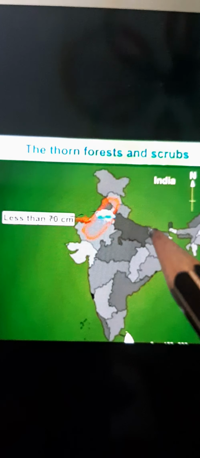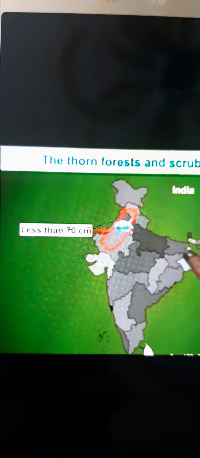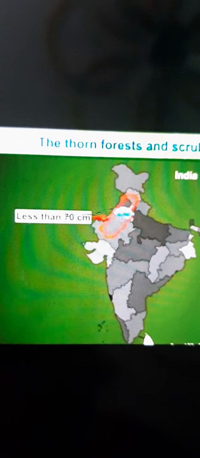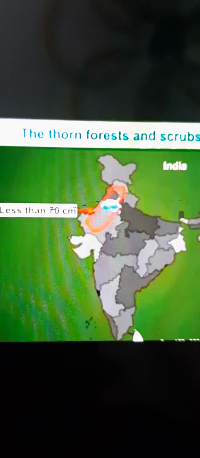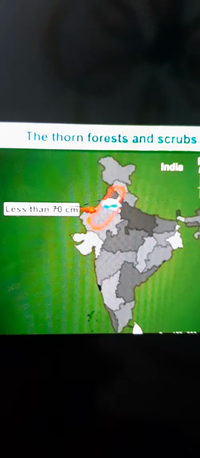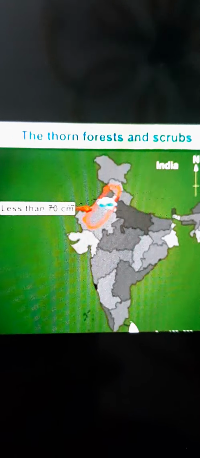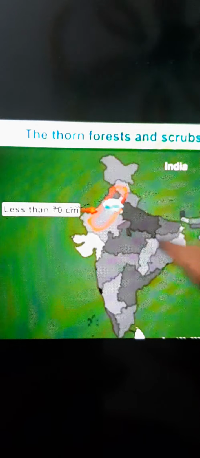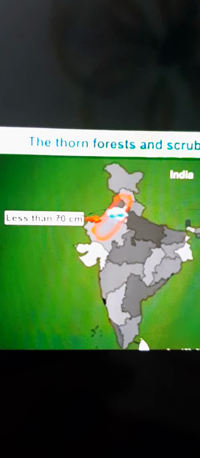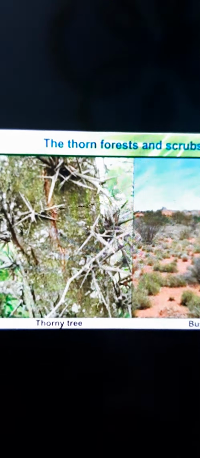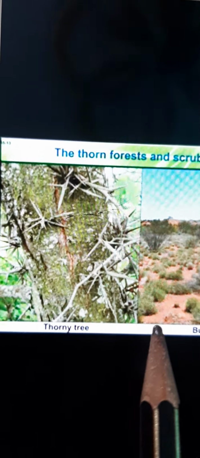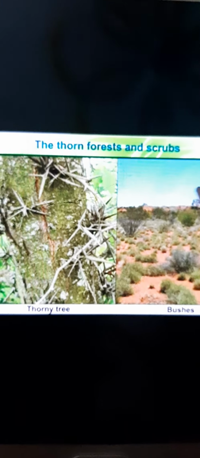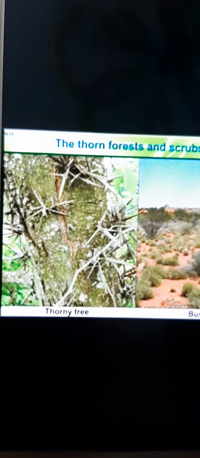The thorn and scrub forests are mainly found in the areas where rainfall is very less. It is less than 70 centimeter, less than 50 centimeter, less than 100 centimeter. In different books you will see different data is given, but in general the thorn and scrub forests are found mainly in those areas in India where rainfall is less than 100 centimeter. The natural vegetation consists mainly of thorny trees and bushes.